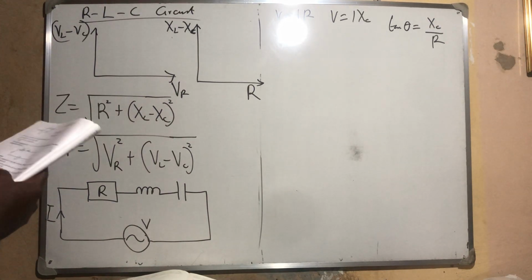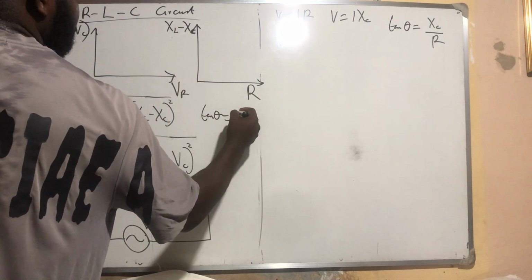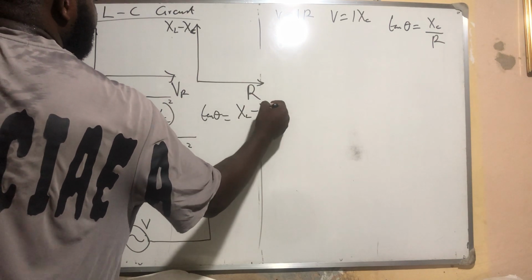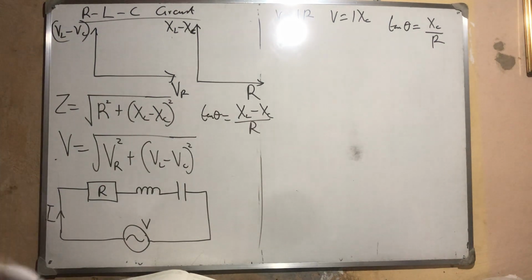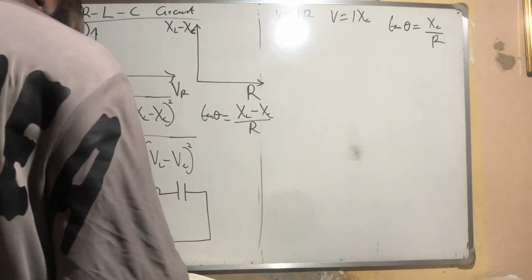So the next thing, to get your theta, don't forget that tan theta is equal to what? R is always in the denominator. So XL minus XC divided by your R. Okay, all these things will be used in calculations. So you don't need to panic.